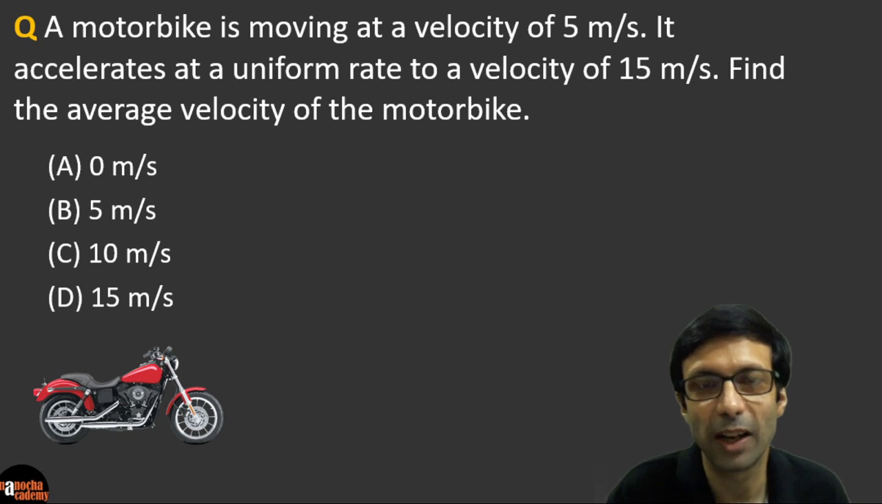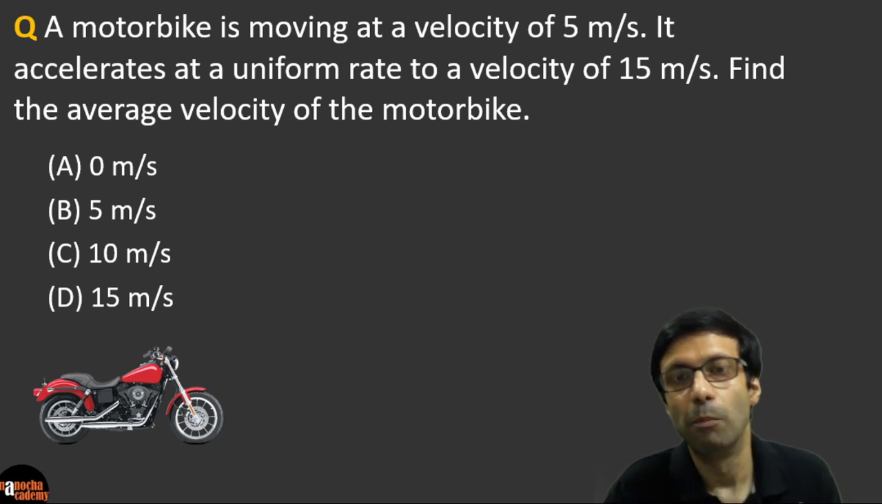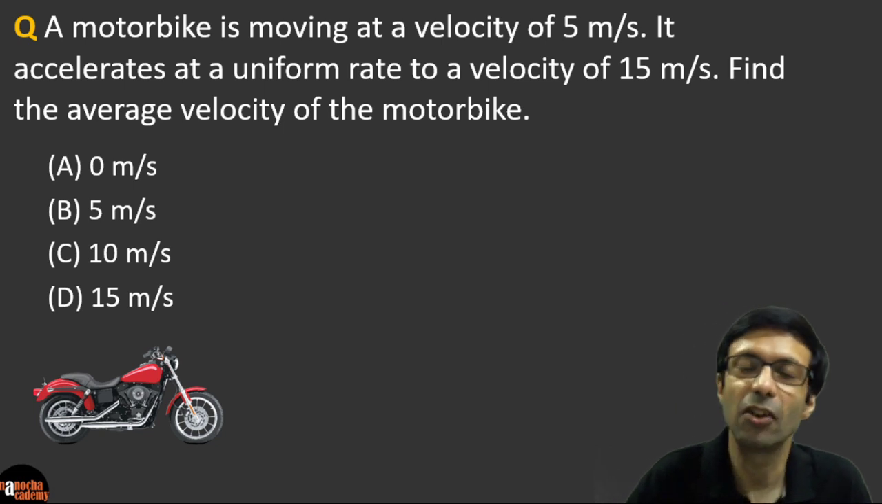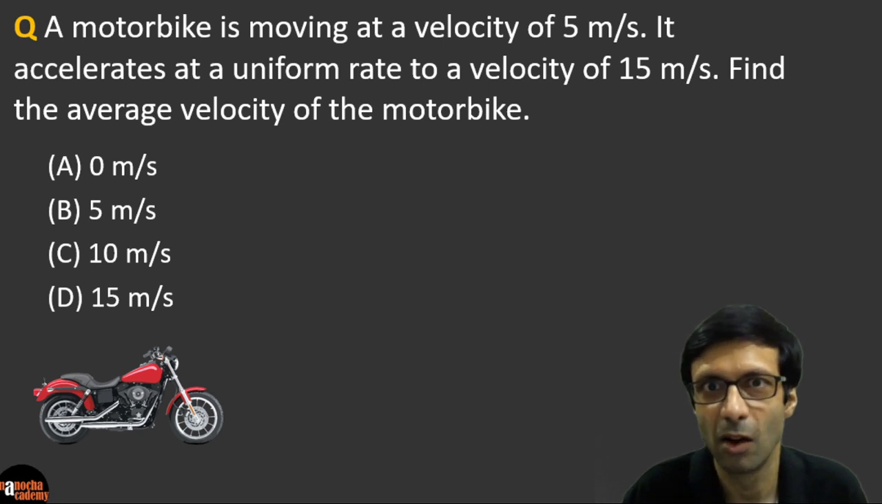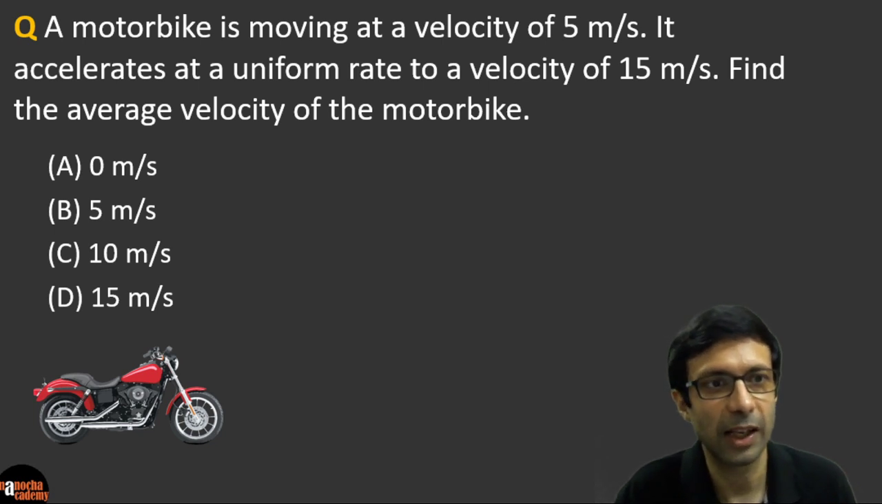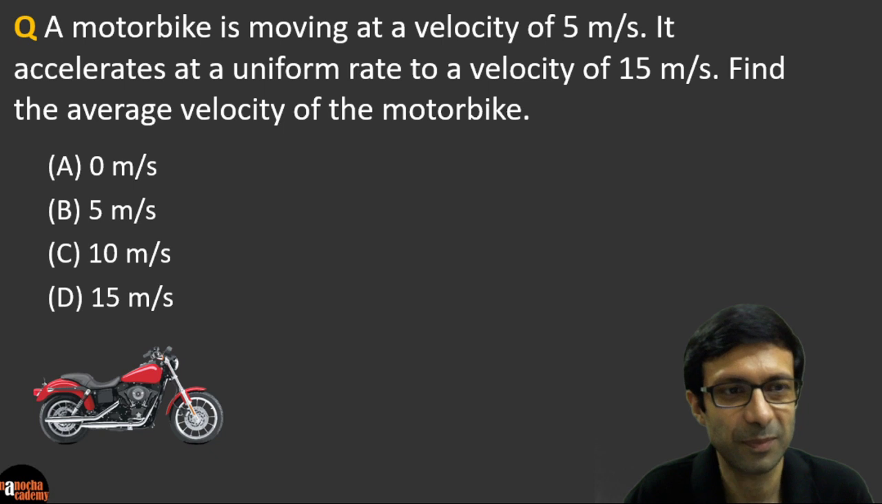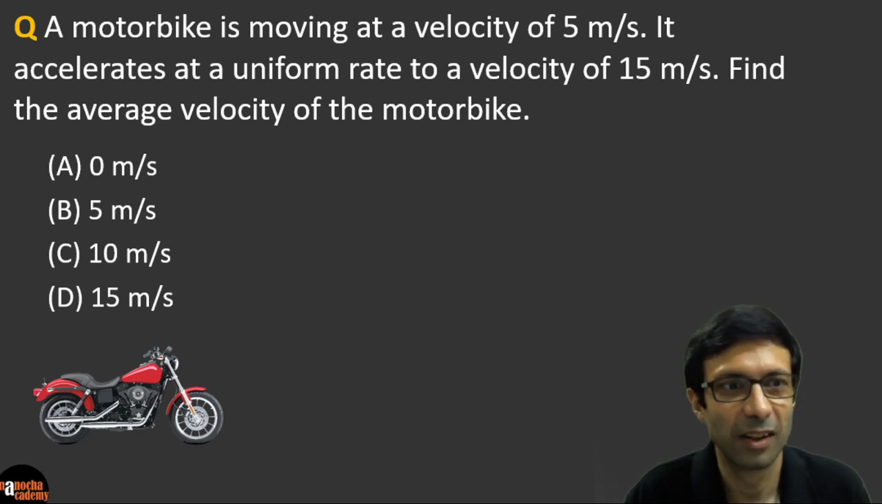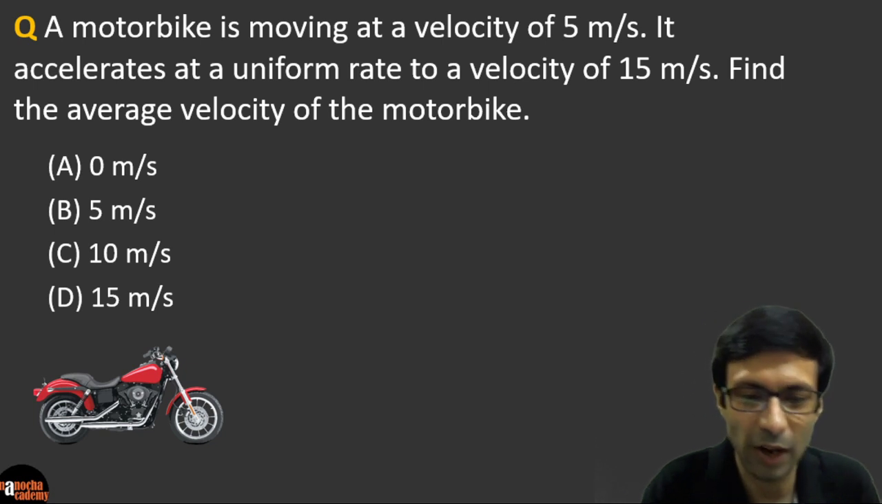Now let's take a look at the next question. A motorbike is moving at a velocity of 5 meters per second. It accelerates at a uniform rate to a velocity of 15 meters per second. Find the average velocity of the motorbike. Okay guys, so please try this question. Okay, good. I'm seeing a lot of answers.